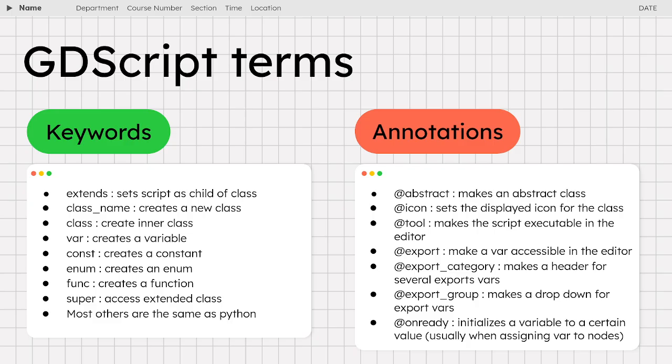Var creates a variable, just an object, a data type of type variable, which can be assigned to integer, float, string, vector, or any of these other data types.